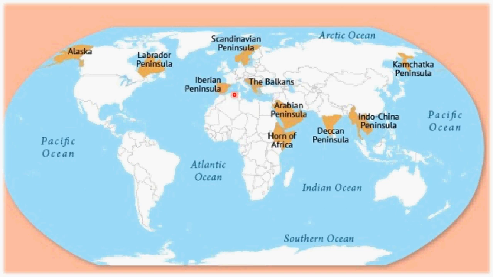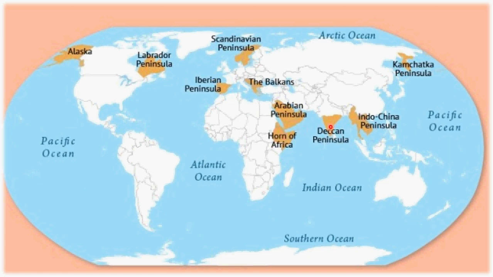And another is the Deccan Peninsula. The Deccan Peninsula or Indian Peninsula is also a peninsula. And there is the Indo-China Peninsula. Here is the Indo-China Peninsula and the Kamchatka Peninsula. These are some famous peninsulas.